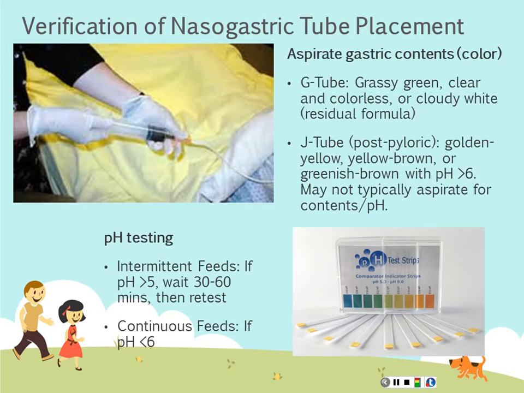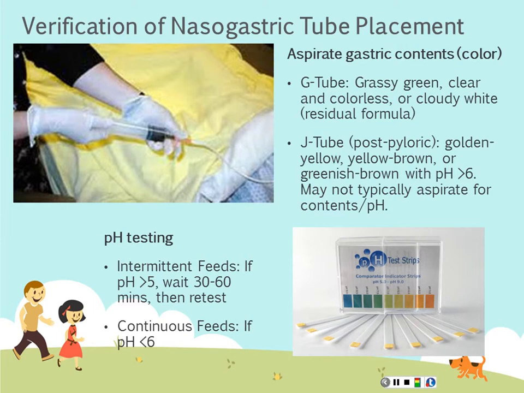So other secondary methods that you can use to assess placement: you can aspirate gastric contents and look for color. With an enteral tube that is a gastrostomy tube, it should be grassy green, or it may be clear and colorless, and if they have residual formula or have continuous feeds, it may be cloudy, white, or formula colored.